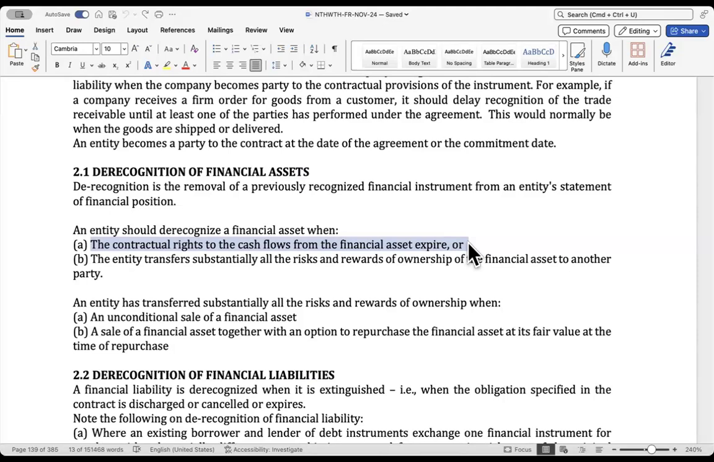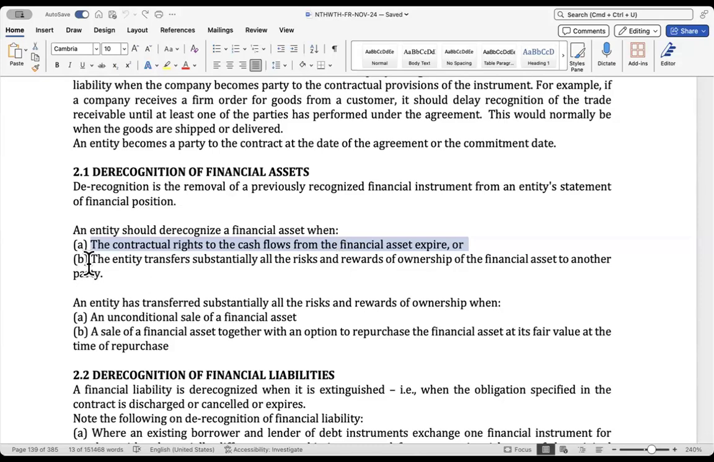So you already know that a financial asset is a right to receive cash. Right? So when you have received all your cash, when your contractual right to receive cash has expired, remove it. It's time to move on. You have collected all your money. So when contractual rights to the cash flow from the financial asset have expired, derecognize.